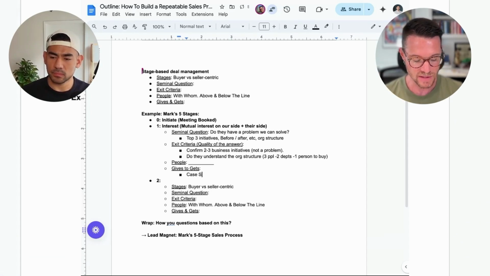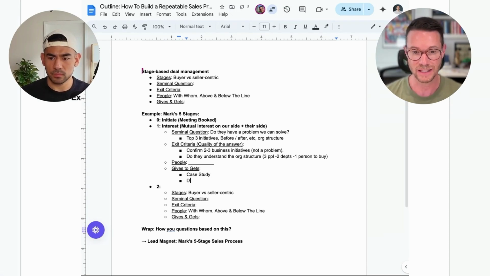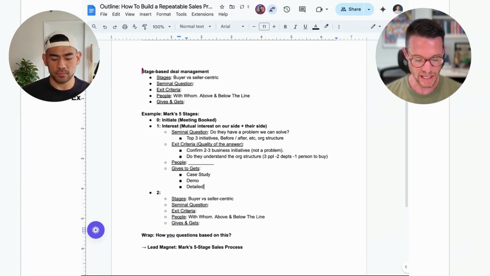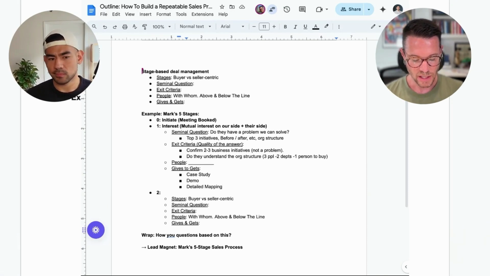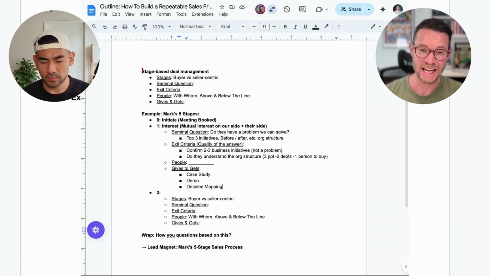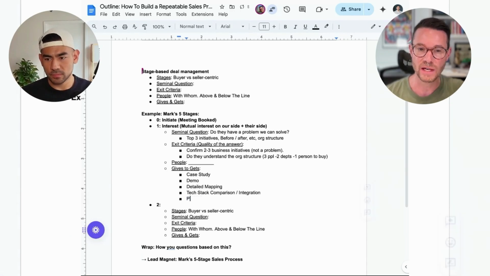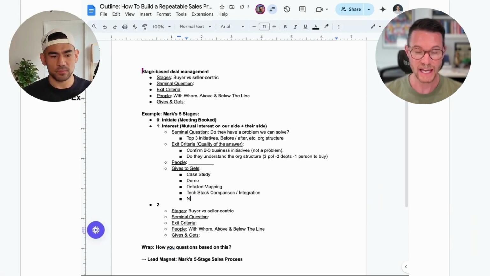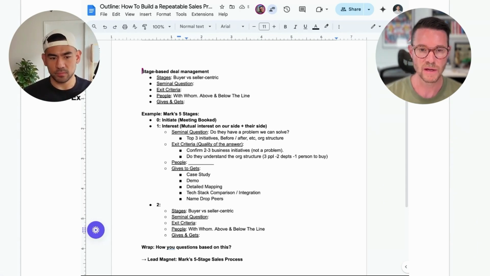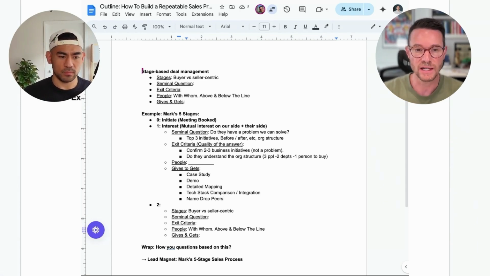And so gives in, like, stage 1 might be a case study. It might be a demo. It might be, hey, let me take you through a detailed way that I think our solution maps to your needs as I understand them. It might be something like, here's the tech stack of most of our customers and how we integrate with those tech stacks. Which ones do you have, right? It might be, hey, here's a list of all your competitors that currently use us, or partners that currently use us. So you give those things early on, and you ask back.